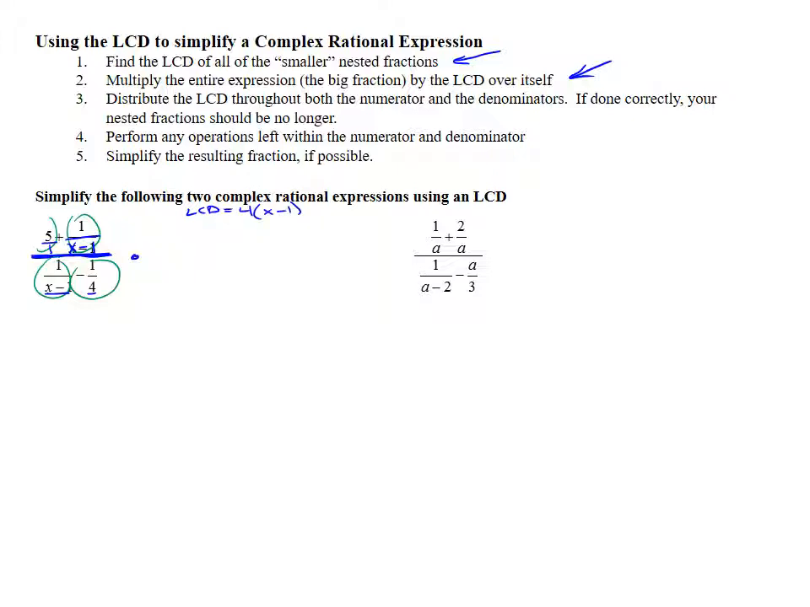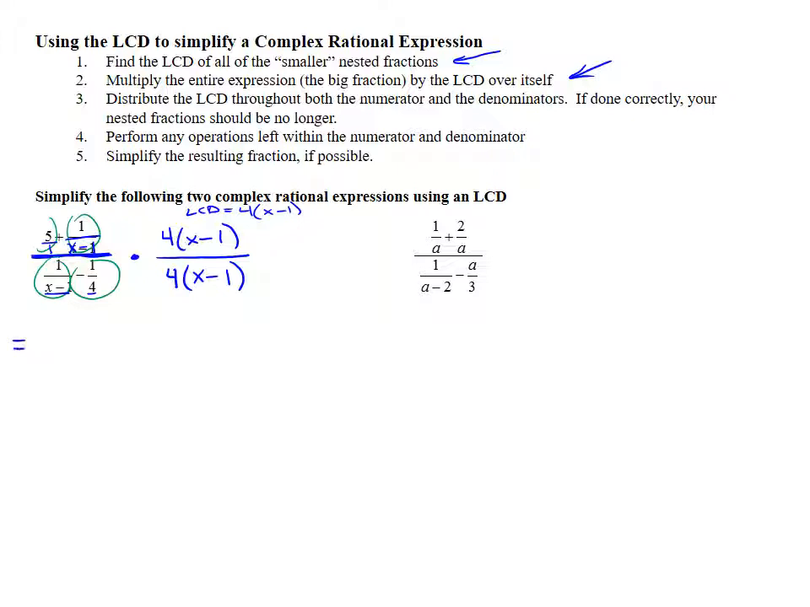I'm going to multiply this entire fraction by 4 times x minus 1 on both top and bottom. And the reason this is valid, and it's an okay thing to do, is that technically I'm multiplying by something over itself, so I'm multiplying by 1. So I'm not changing the value of this complex fraction by multiplying by the LCD over itself.